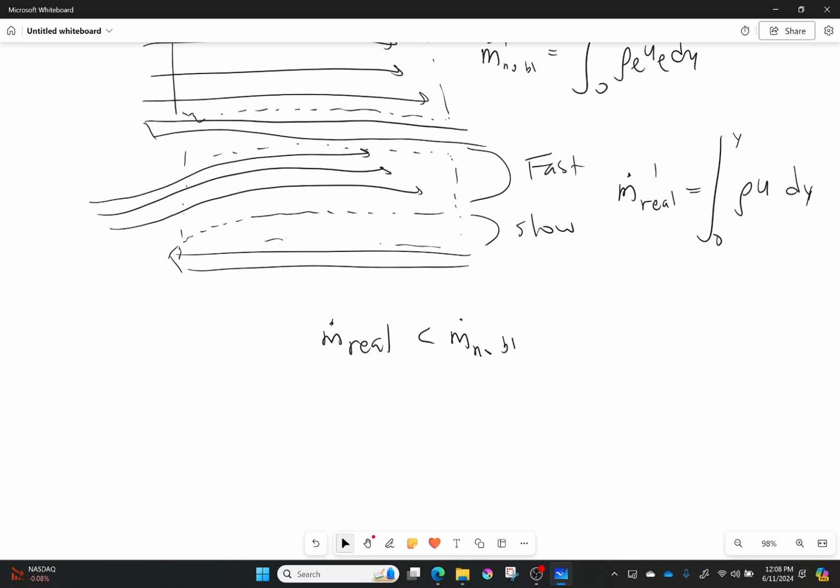And so if I wanted to write that as an equality, I could say, okay, well, mass flow rate no boundary layer minus my mass flow rate real will be equal to my missing mass flow rate. Okay.